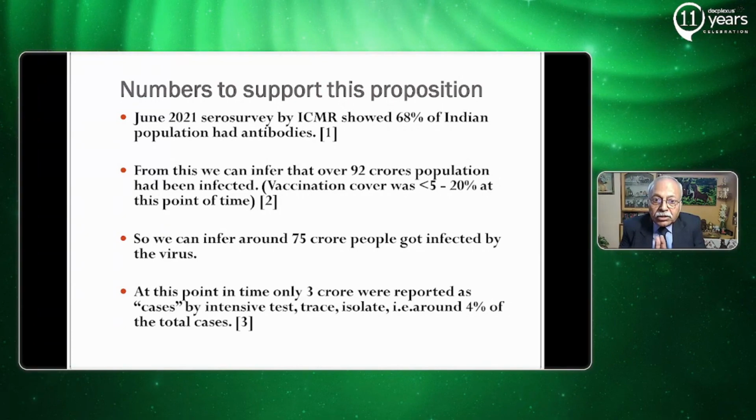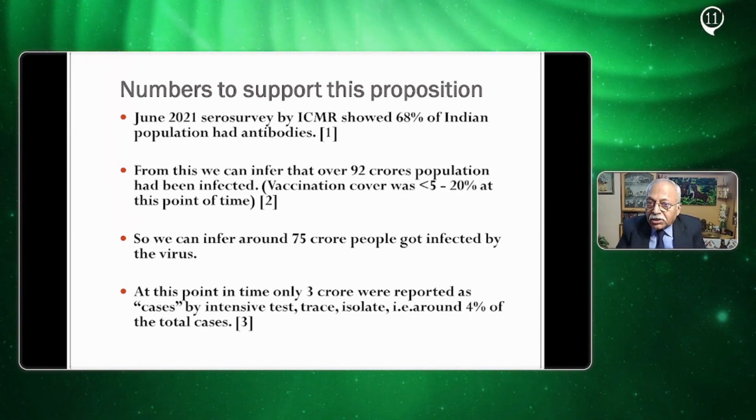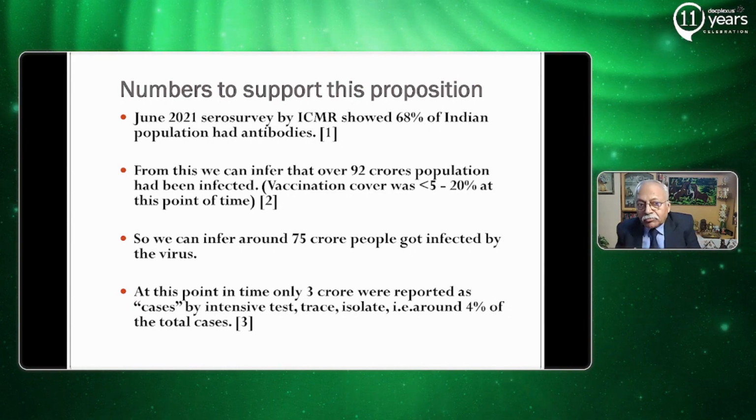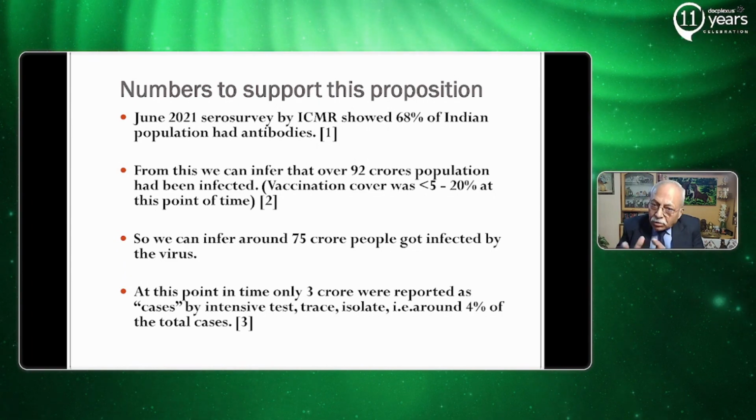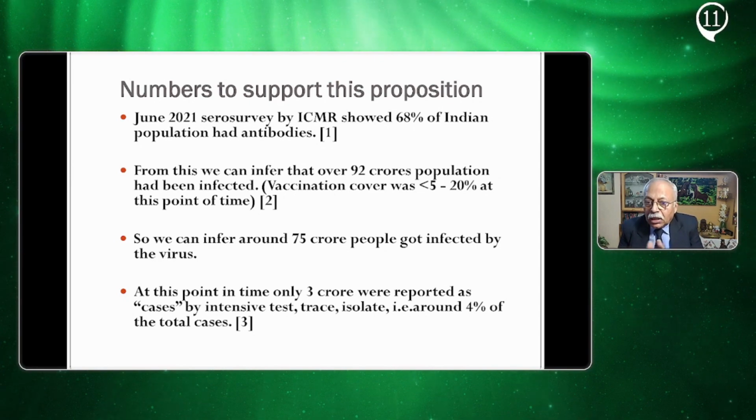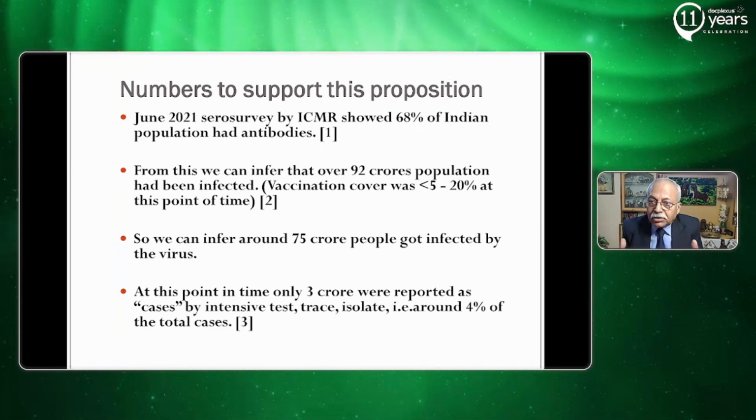The June 2021 sero survey by ICMR showed that 68% of Indians had antibodies; I have given the reference. So 68% translates into almost 90 crore Indians. And agreed that some of them may be due to vaccination, but at that point of time, only 5% had got two doses of the vaccine, and only 20% had got one dose. So, okay, we just take away that, and that means more than 75 crore people had got infected by the virus by natural infection.